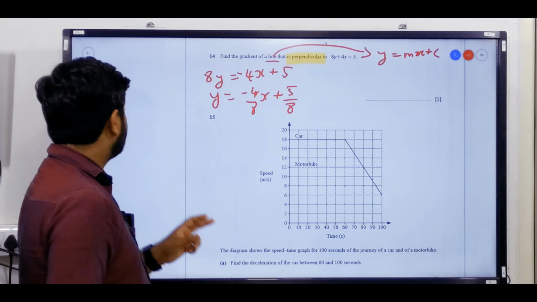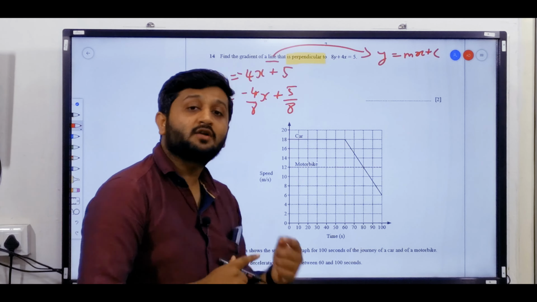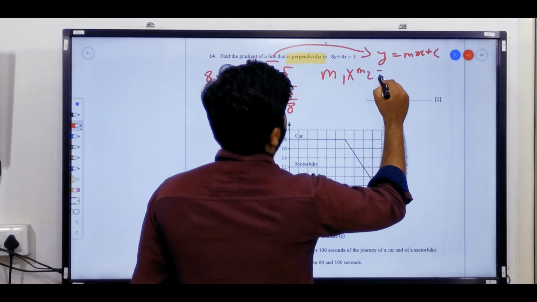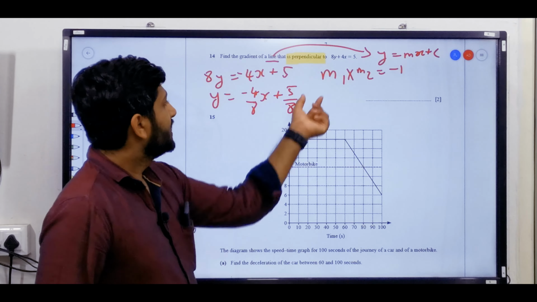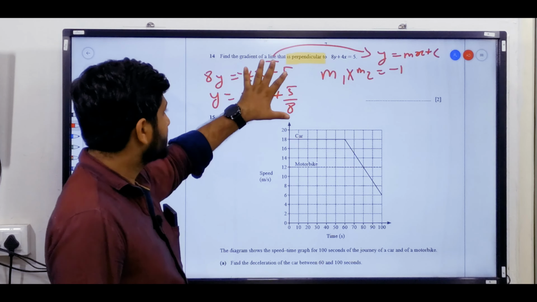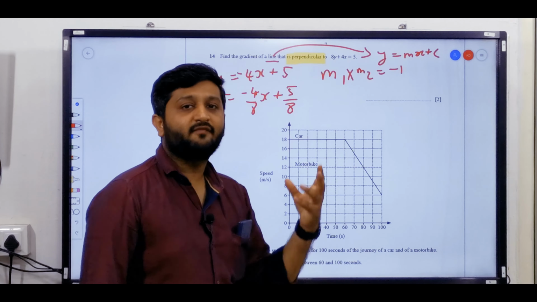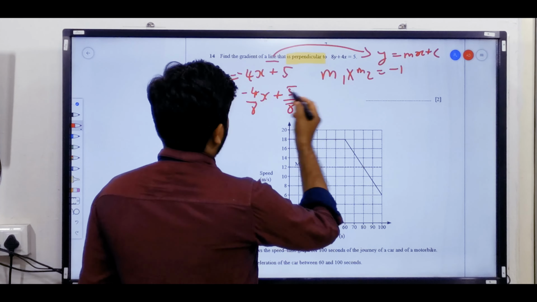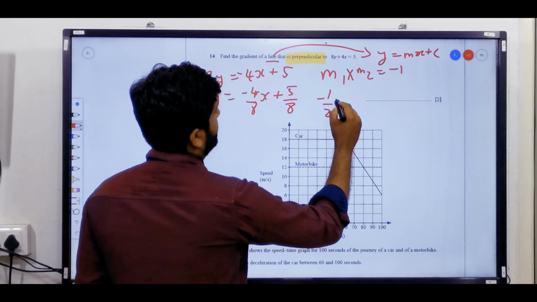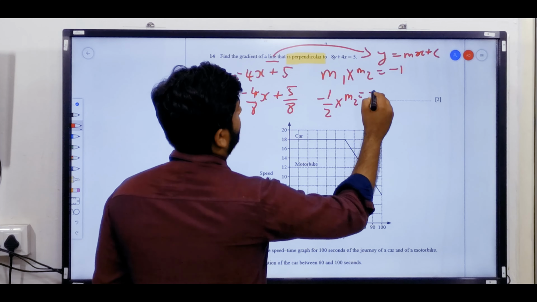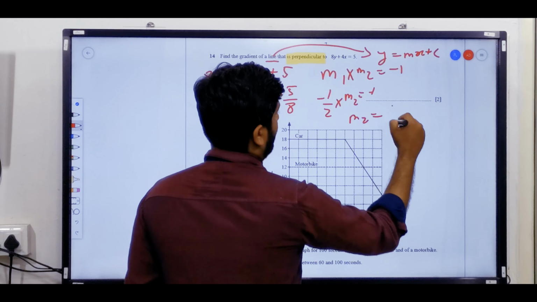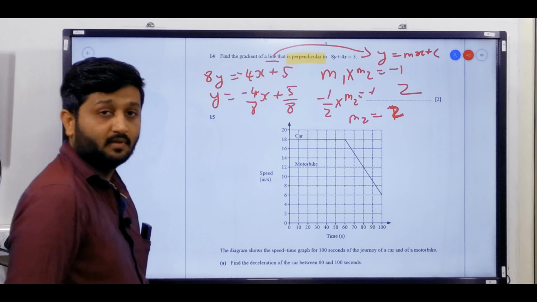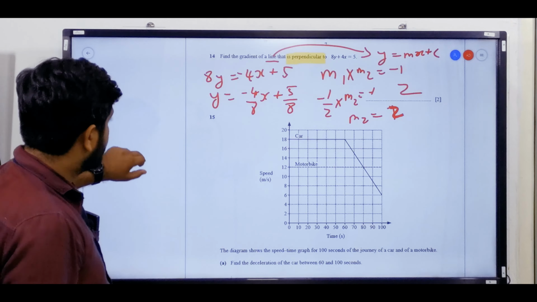So if two lines are perpendicular, then the product of the gradients is minus 1. So m1 into m2 is equal to minus 1. I am assuming here that m1 is the gradient of this line and m2 is the gradient of the perpendicular line which is perpendicular to this. So here minus 4 by 8, I can also write it as minus 1 by 2, into m2 is equal to minus 1. So my m2 will be 1. Sorry, 2, not 1. My mistake, 2. Right? Now let's move on to the next part of the question.